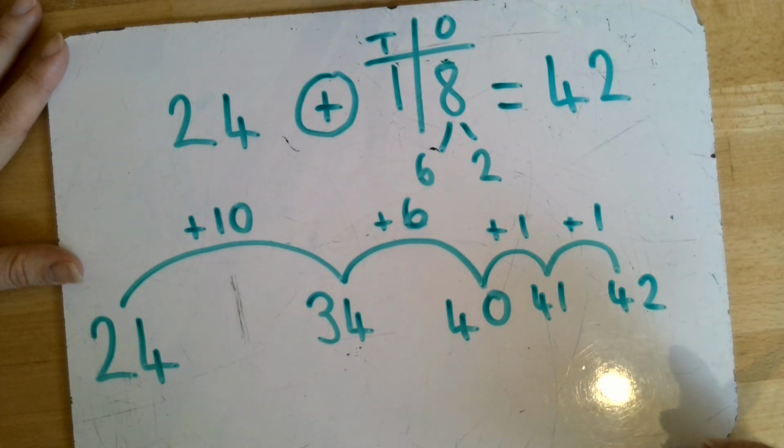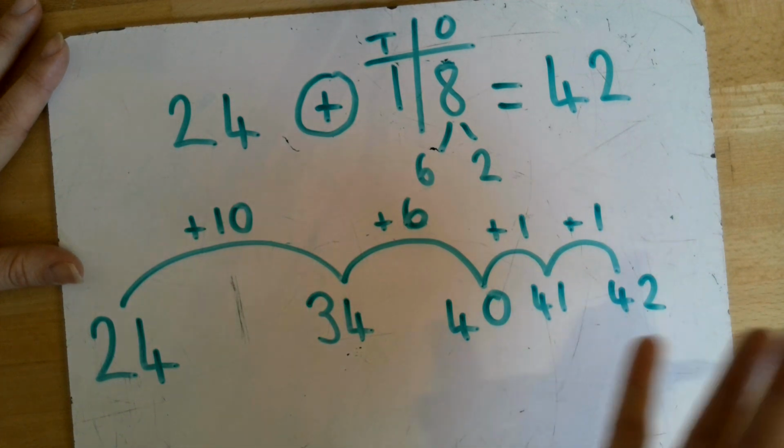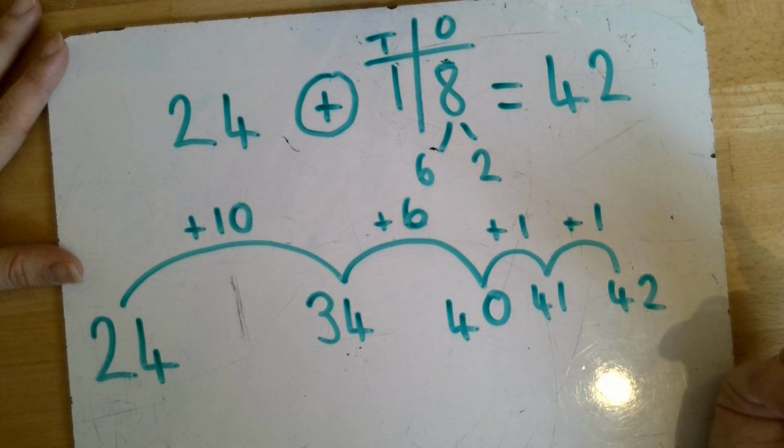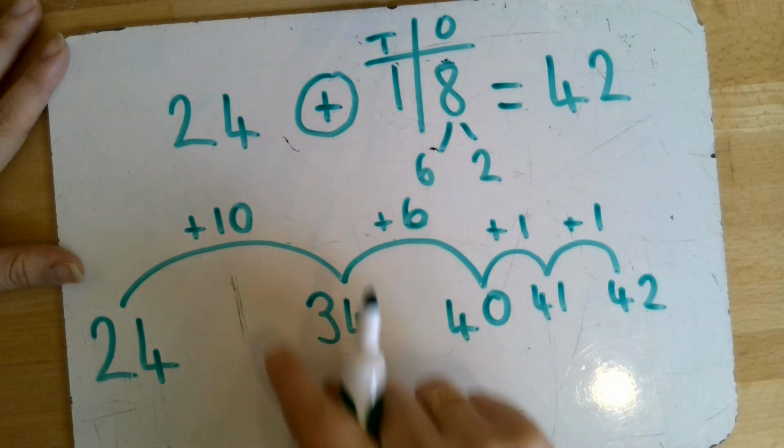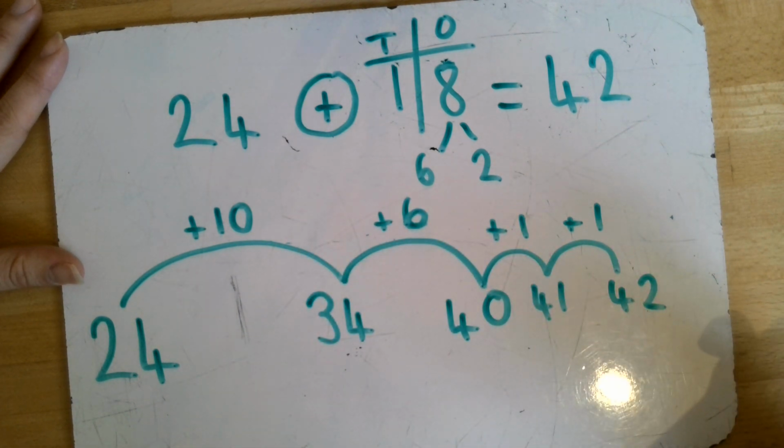So this is a more efficient way of using a number line because you can use your number bonds to 10 to think about what jumps you are going to make, and you're always thinking, what do I need to add to get to the next 10?